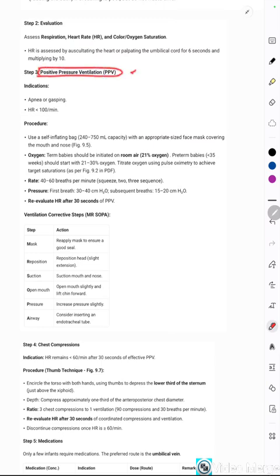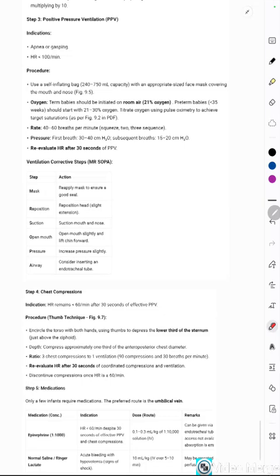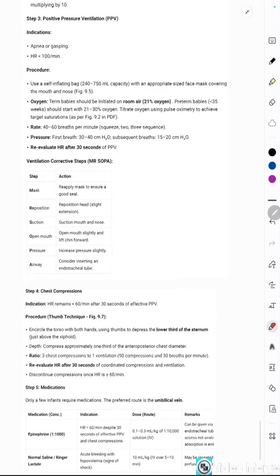So positive pressure ventilation should be started within 1 minute. For positive pressure ventilation, we can use two methods, either non-invasive or invasive. First, the non-invasive ventilation is done by a self-inflating bag, what we call bag and mask ventilation. The ambu bag that is used has a capacity of 250 to 750 ml. An appropriate sized face mask should be used along with that.